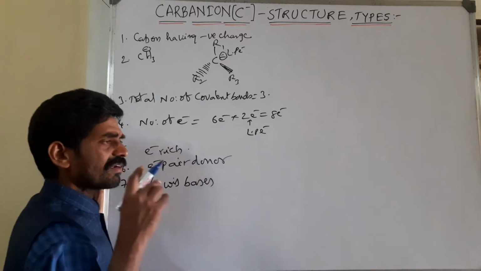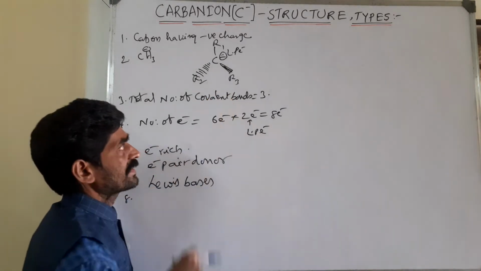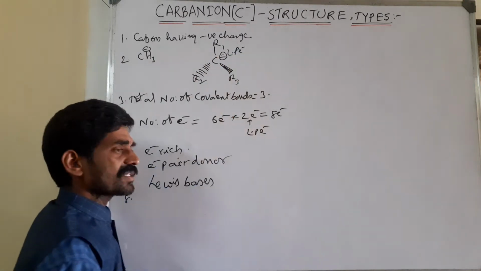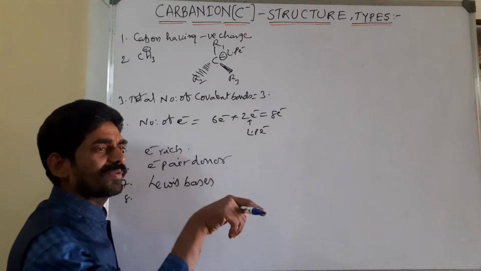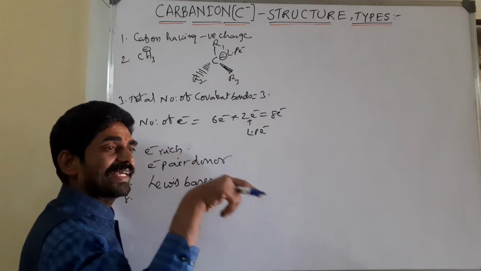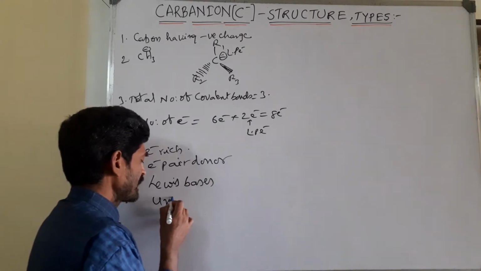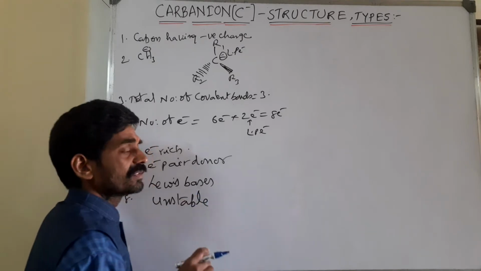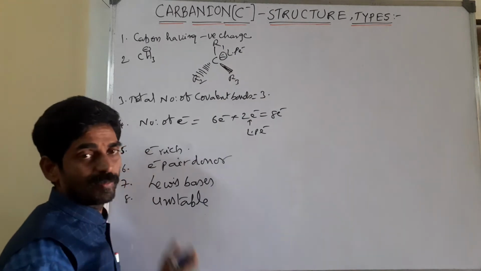And are these unstable or stable? Unstable. Why? Because there are 6 electrons in the bonding state and a lone pair in the non-bonding state. So it has to donate that lone pair of electrons to some other species and make a bond, and then it becomes stable. That's why it is unstable, because there is no bonded state in the fourth position.